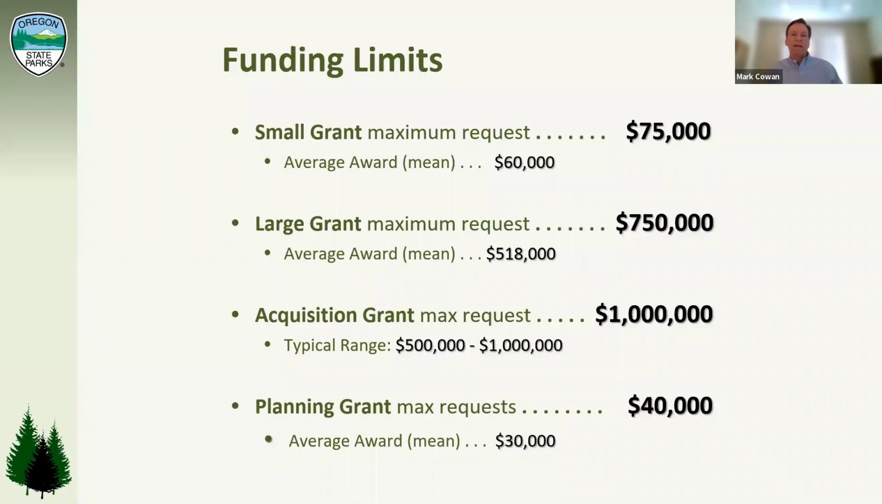Small grants are defined as grant requests up to 750,000. That is the most common request. The average actually is around 60,000. The large grant category is capped at 750,000. And again, in this last cycle with a lot of money, that was the most common request, but the average was actually 518,000. Acquisition grants can go all the way up to $1 million, and that typically ranges between 500,000 to $1 million for acquisitions. And then small community planning grants are capped at 40,000.